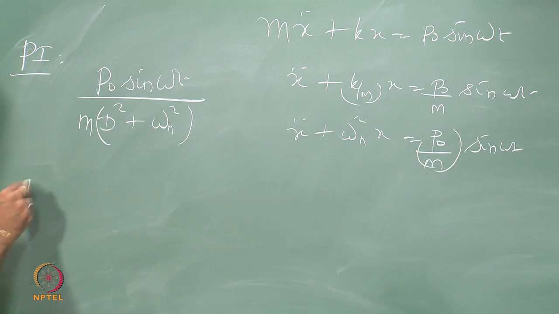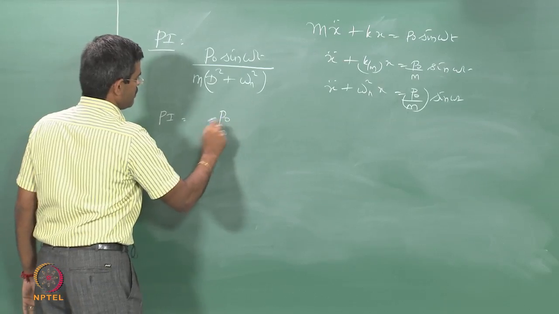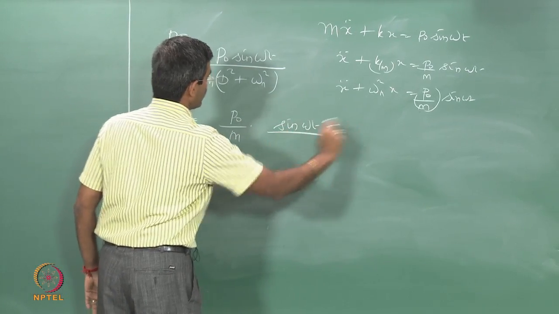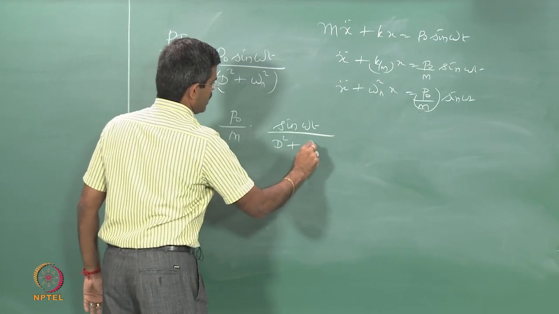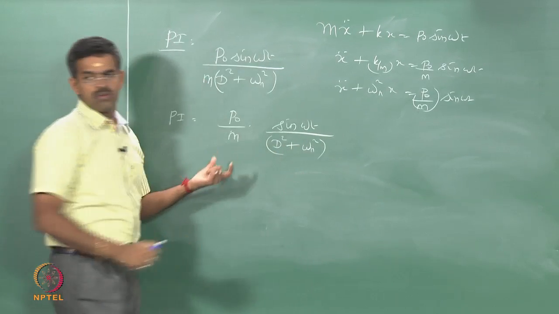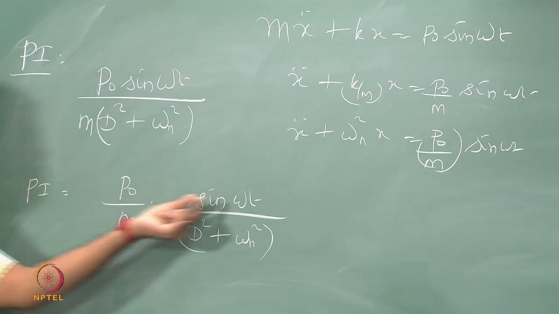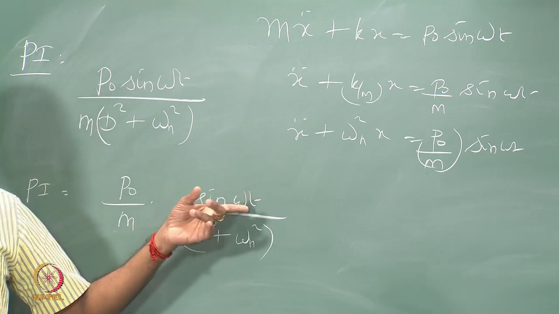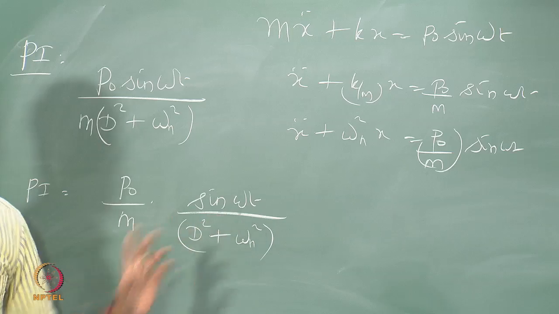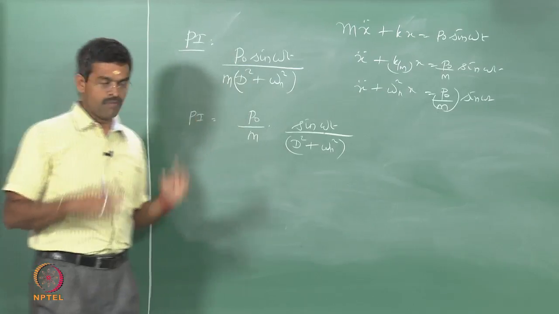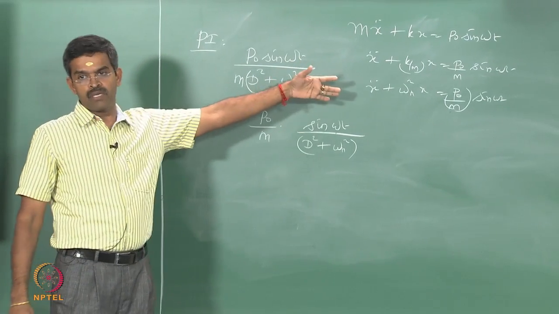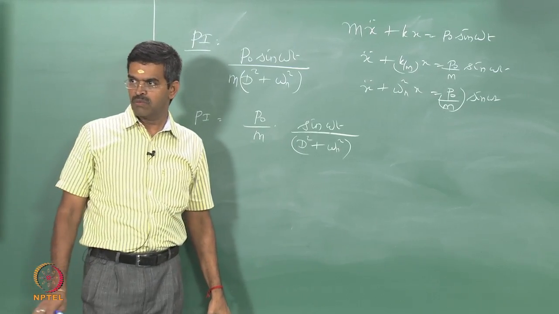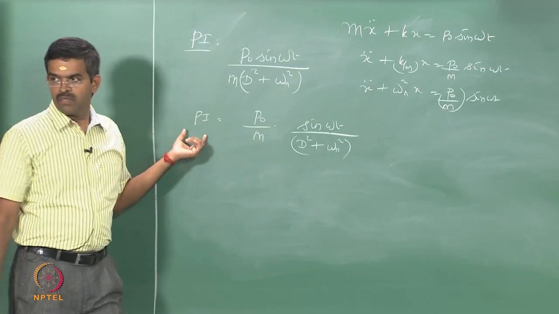So, let us say the particular integral is going to be p naught by m sin omega t, that is the argument, over d square plus omega n square. We all know how to solve this, because if I have a function here, what I should do is I must say d square is minus omega square. As long as the denominator does not become 0, I can solve this, is it not? If it becomes 0, you differentiate the numerator and keep on doing it until the denominator does not become 0. That is the rule to solve a particular integral.